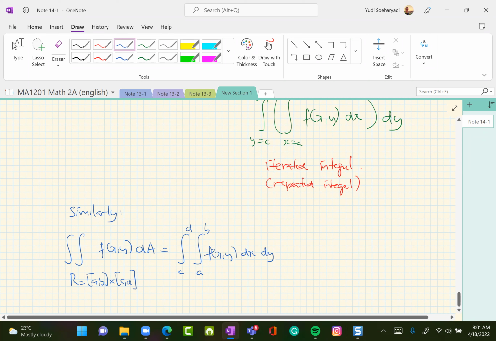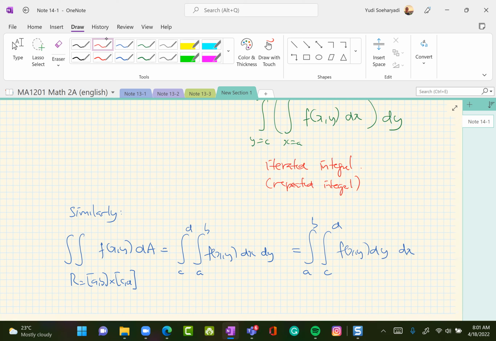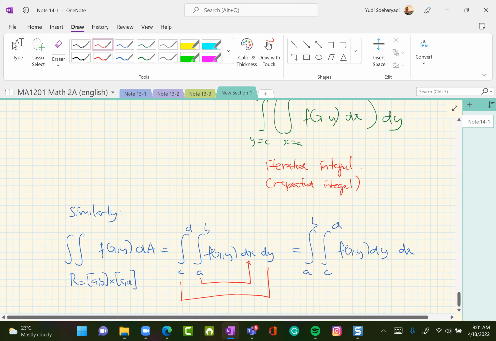You can write it as this one, or you can also write it as this. This is c and d, this is a and b. Okay, notice the order of this. So this is x, this is y. So this is the bound of y, this is the bound of x. Similar thing here. So this is the bound of y, this is the bound for x.